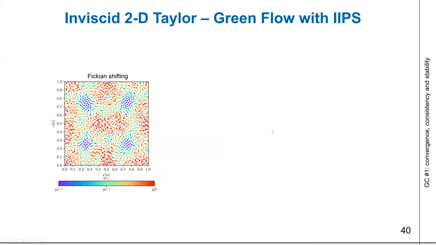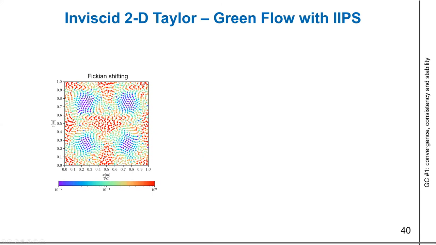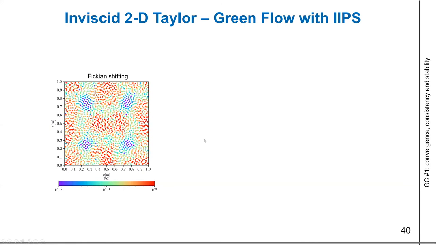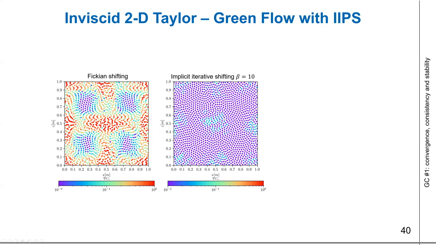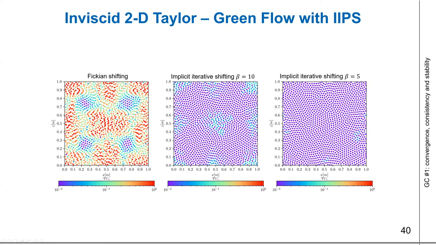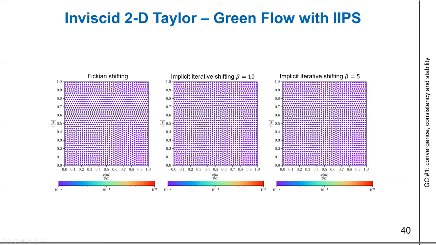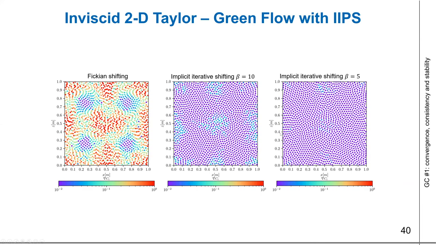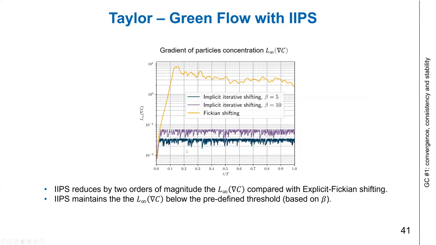In terms of particle concentration, this is what we were getting from the explicit non-iterative shifting. You can see that the error in terms of grad C is quite large. Whereas if you adopt the implicit iterative shifting for two different levels of thresholds, because beta here controls the maximum error you are allowing in your domain, you can see that it was able to keep the error in terms of grad C below the pre-assigned threshold. This is clear also from this plot, where the L2 norm of grad C is shown. With the implicit iterative shifting, we were able to keep the maximum value of grad C under control, whereas with the explicit shifting, we were not.